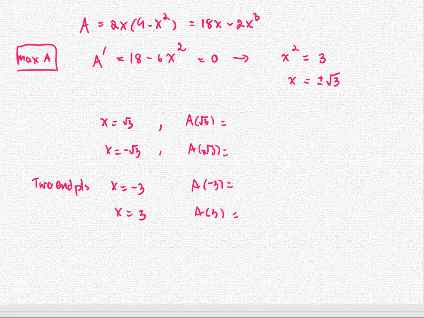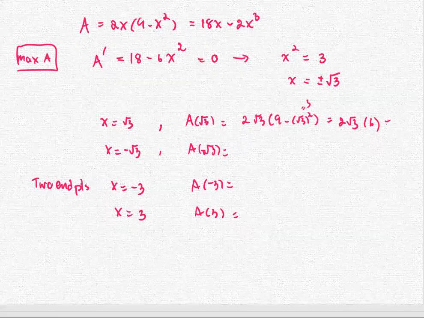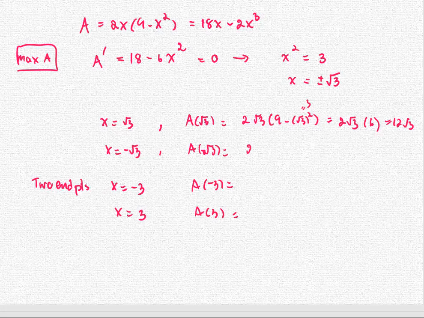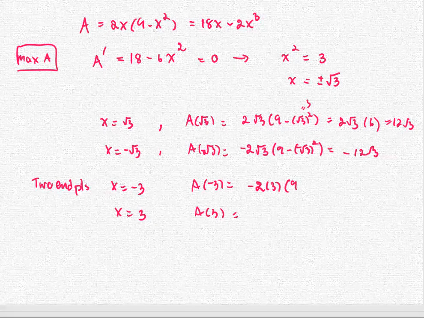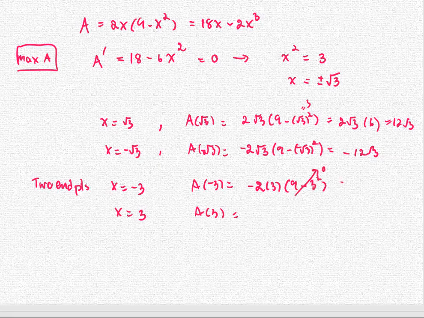For the square root 3, we have 2 square root 3 multiplied by 9 minus square root 3 squared. Square root 3 squared is 3, so it becomes 2 square root 3 times 6, or 12 square root 3. The next one here is negative square root 3, and 9 minus negative square root 3 squared gives negative 12 square root 3. For negative 3, it is negative 2 times 3, and then 9 minus 3 squared, so this is going to be 0. So the area is 0 here.